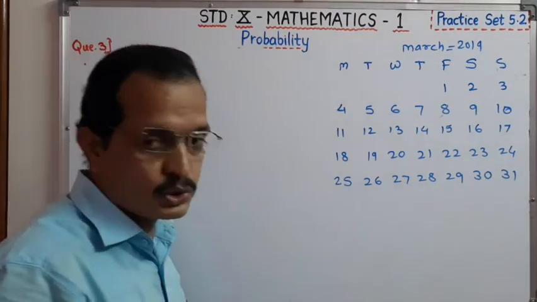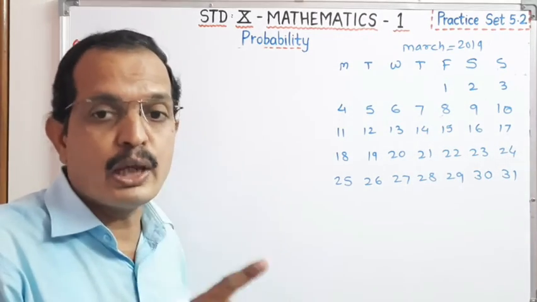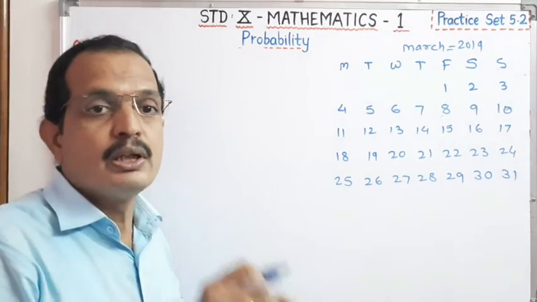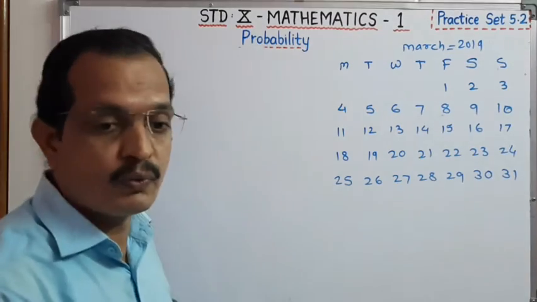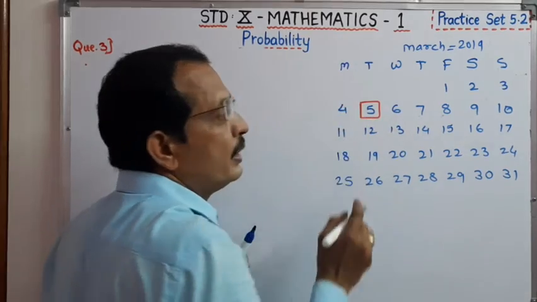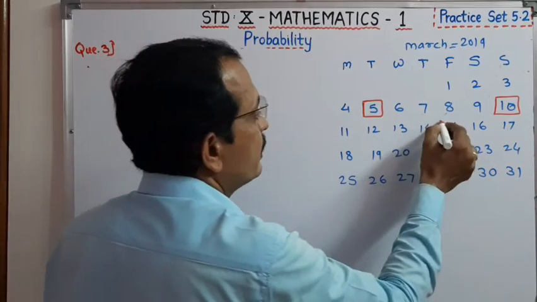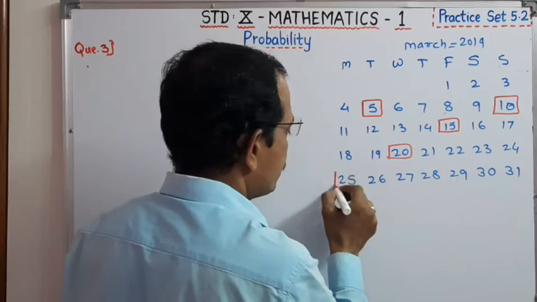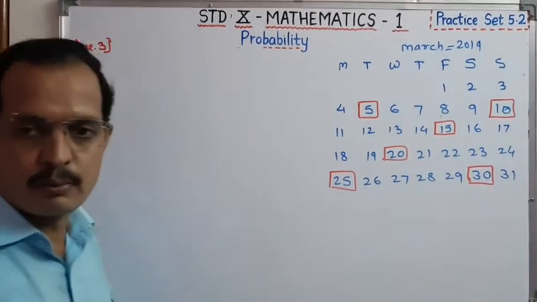That means, see, dear student, find the date. That means find the day. That means we have to write the day. But which day? The day on which the date is a multiple of 5. Now, multiples of 5. First one is 5. Second multiple is 10. Then here it is 15. Then here it is 20. Then it is 25. And here it is 30. These are the multiples of 5.